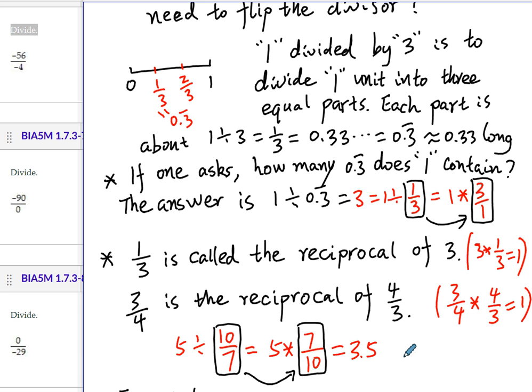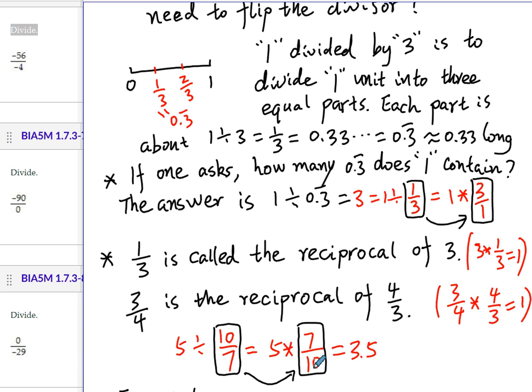Okay. Now, here is another example. 5 divided by 10/7. You flip the numerator and the denominator. You flip the divisor. 5 divided by a fractional number, you flip the divisor. So 7 goes up, 10 goes down.